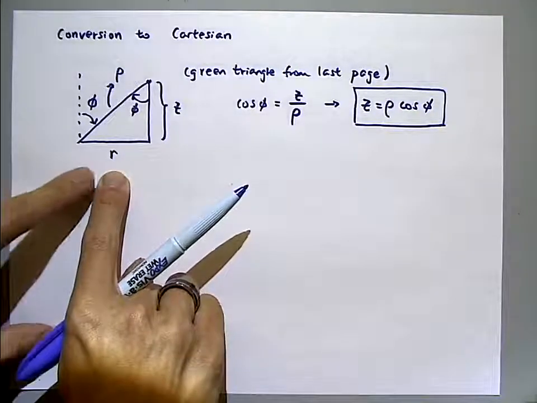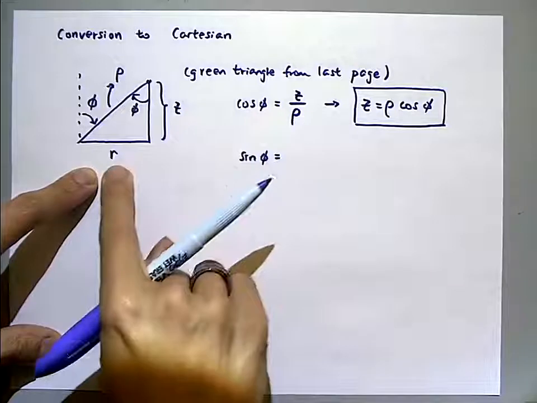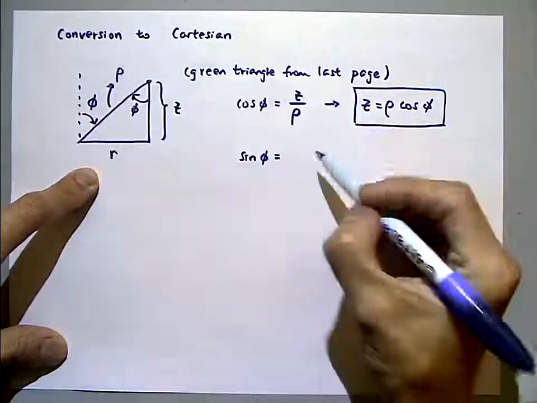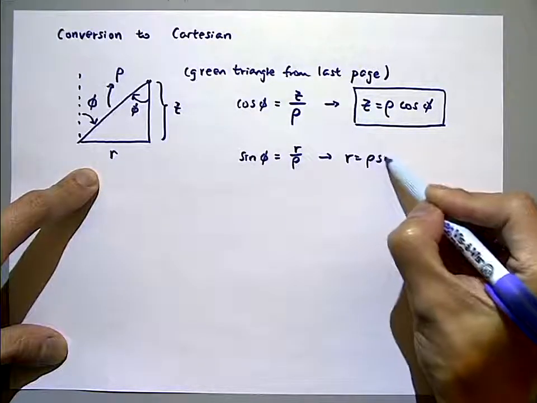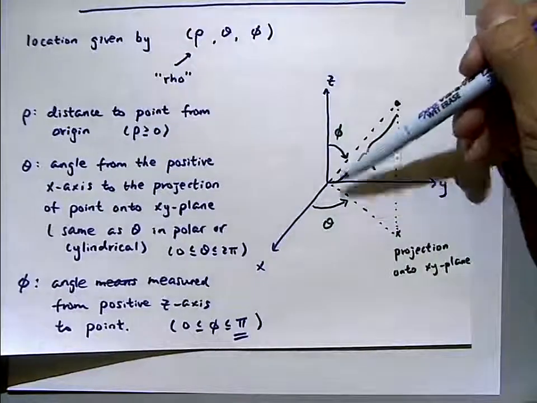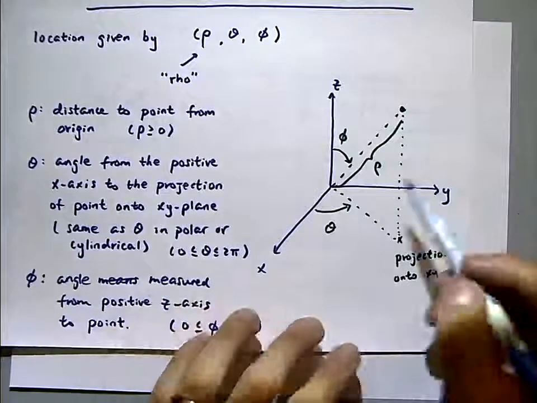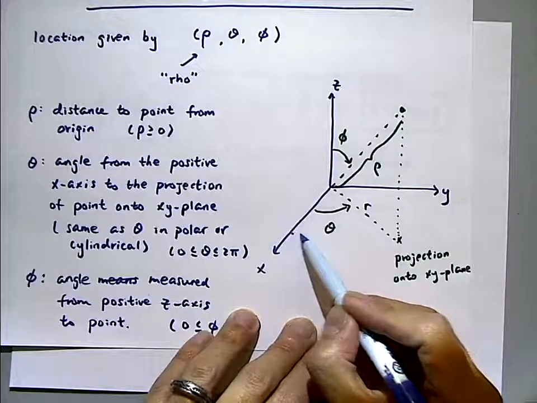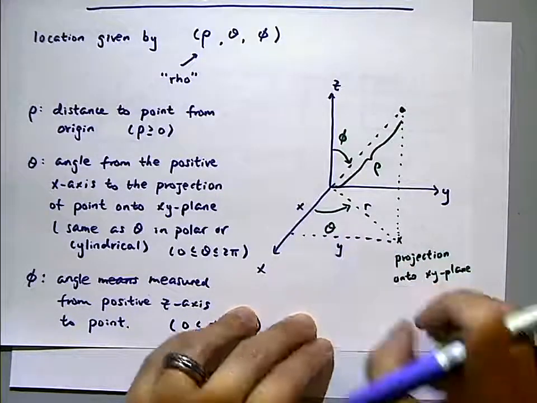From here, let's also figure out r. If you do a sine here, sine of phi is opposite over hypotenuse. So r over rho, which means r is equal to rho sine phi. And on the previous picture, this distance on the xy plane, this is r. And this is x, of course, and this is y, right?